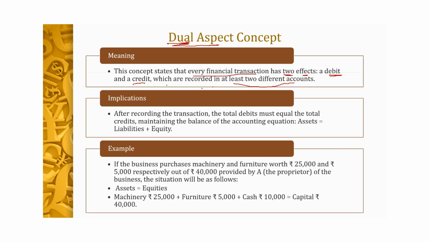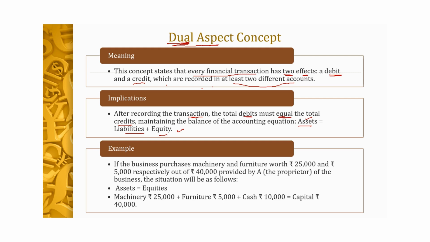Now, what are the major implications of this particular concept? That after recording the transaction, the total debits should be equal to the total credits. And as our accounting equation says, assets are always equal to liabilities plus equities. So this dual aspect concept will either increase the asset side and the liability plus equity side, or it will offset one side, like asset.